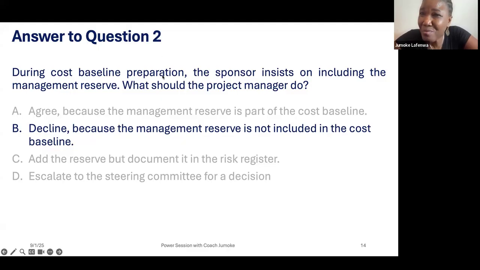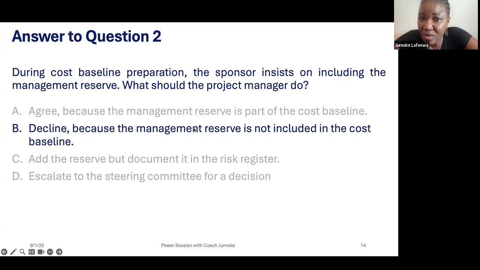During cost baseline preparation, the sponsor insists on including the management reserve. You just have to gently educate the sponsor, out of all these options. When we've spoken that as project manager, you have to be mindful and satisfy your stakeholders. But out of these four options, B is the most appropriate.